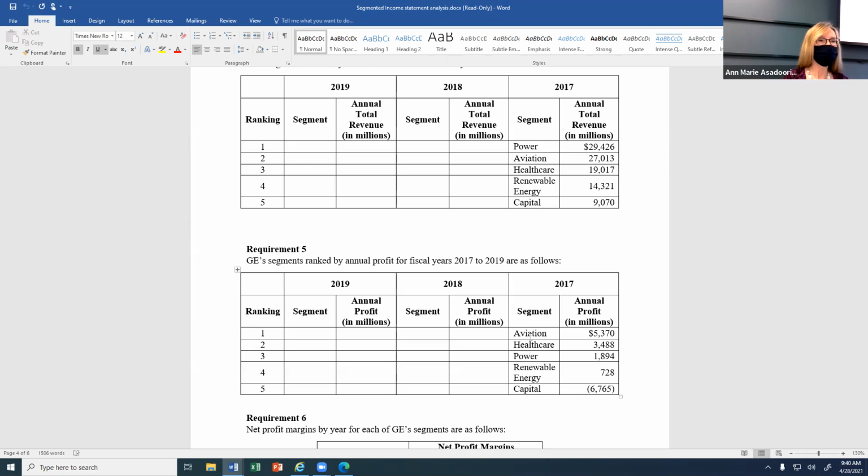Questions in terms of the exam. How much should we go over chapter 5, merchandising instead of manufacturing? Oh, I wouldn't even worry about that.